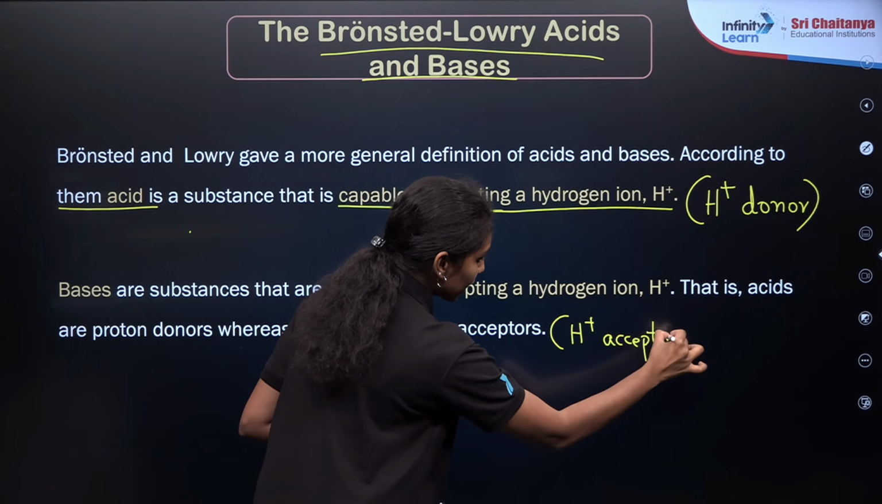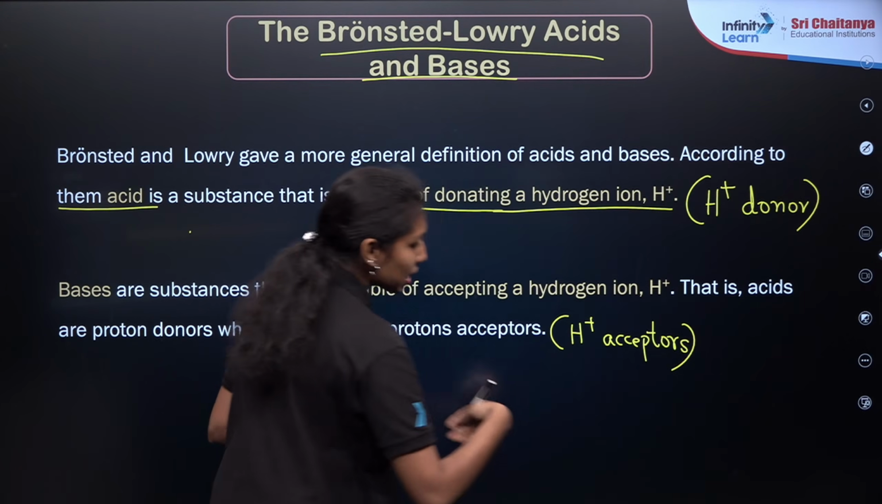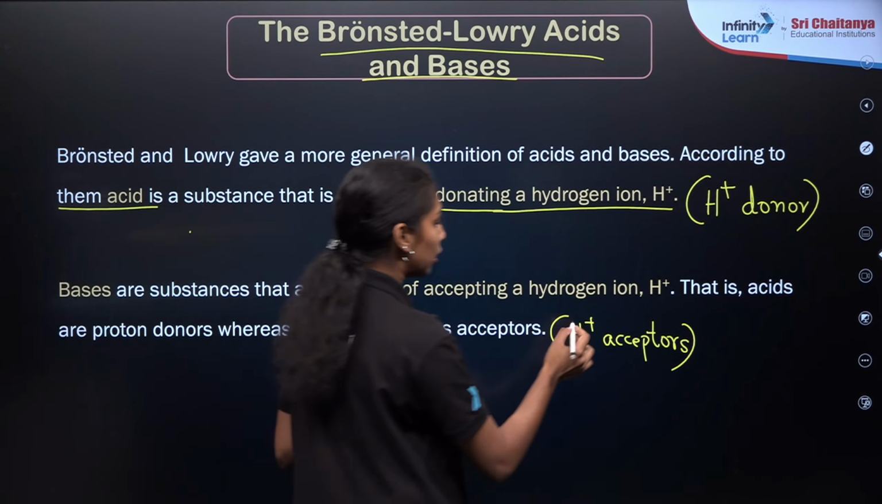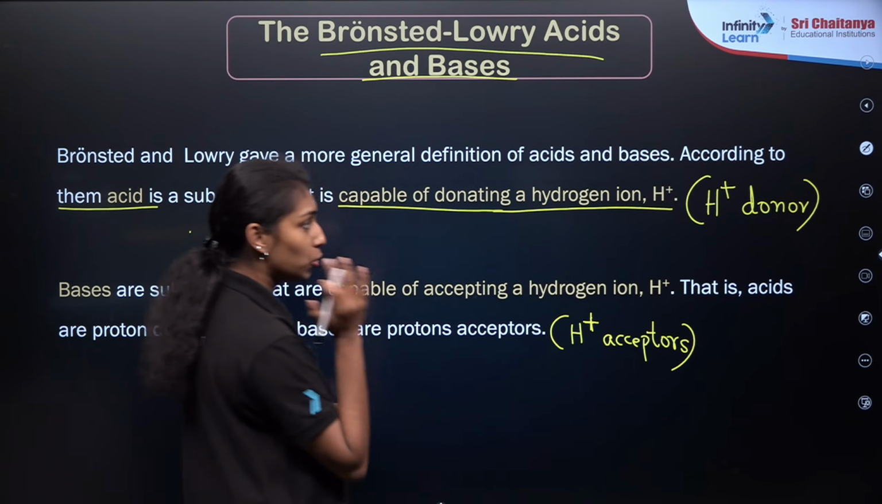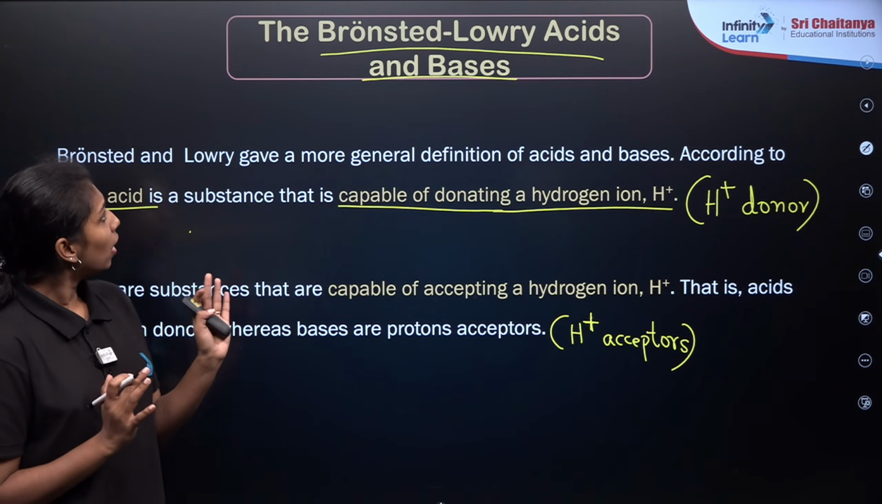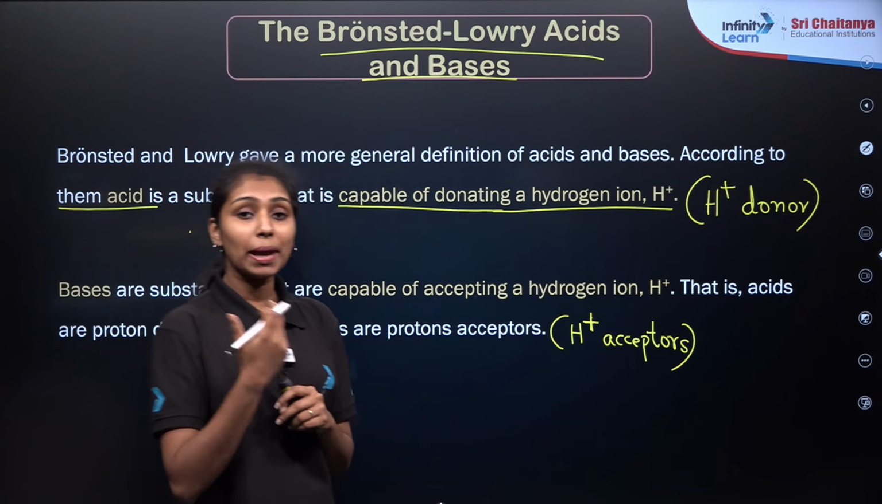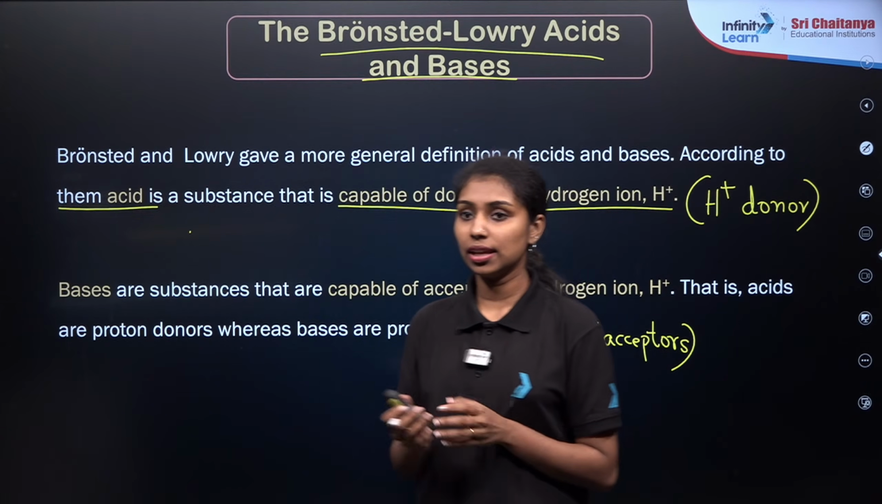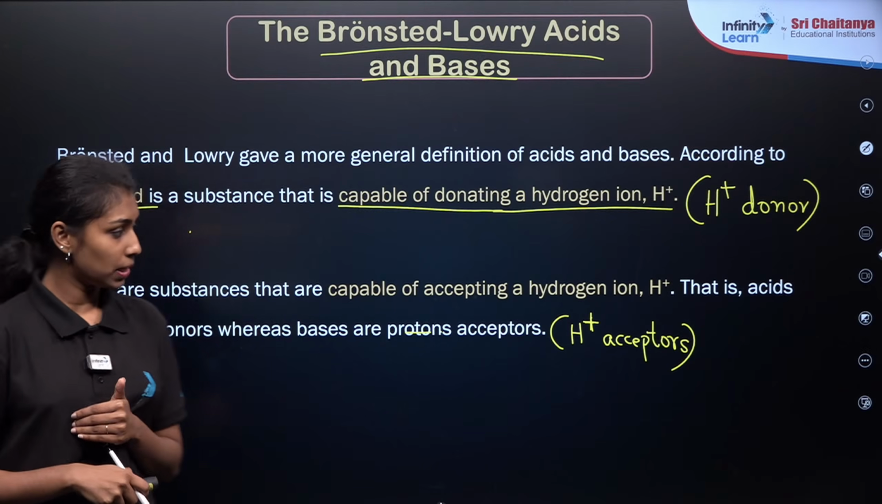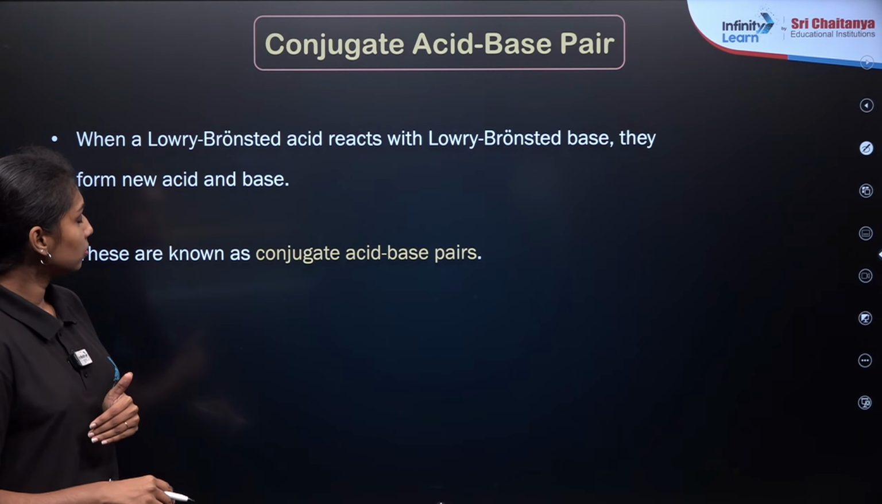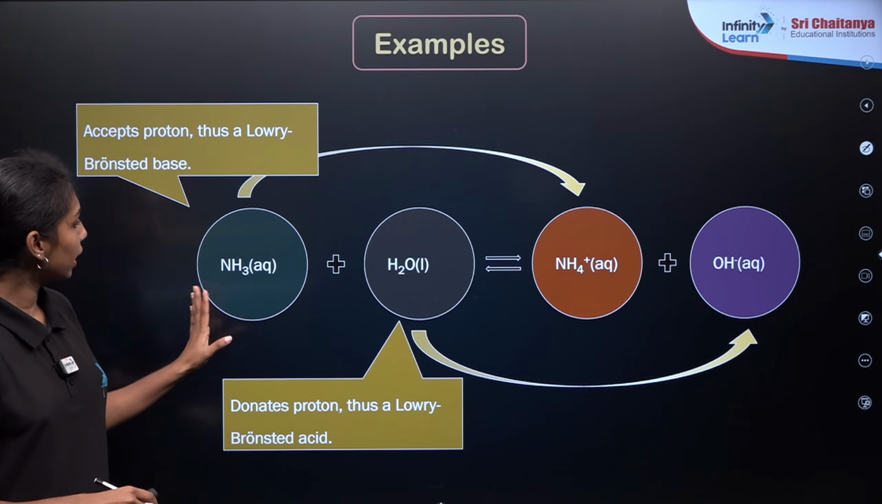According to Arrhenius, acids are H plus donors and bases are OH minus donors, right? But ammonia and BF3 failed to explain the existence of acids and bases according to the Arrhenius theory. Now, the Lowry-Brønsted concept says that acids are the H plus donors and bases are the H plus acceptors. A base can easily accept the H plus, right? So let us see the example here.